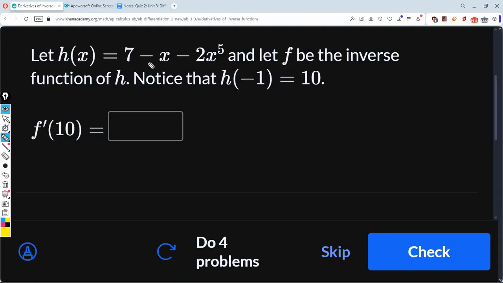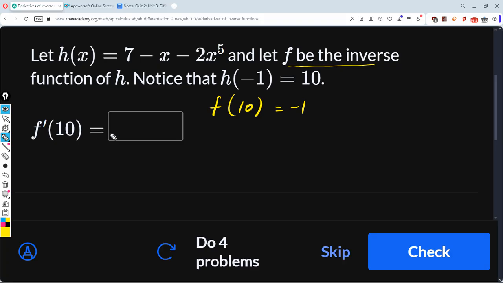All right, one more. h of x is this function. f is the inverse. Notice that h of negative 1 equals 10. All right, since f is the inverse, we might as well write it out right here. If h of negative 1 is 10, that means f of 10 is going to equal negative 1.